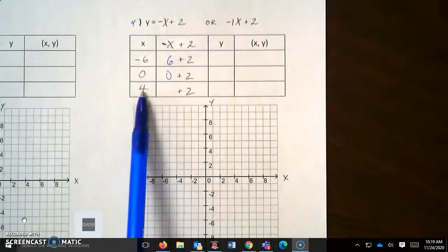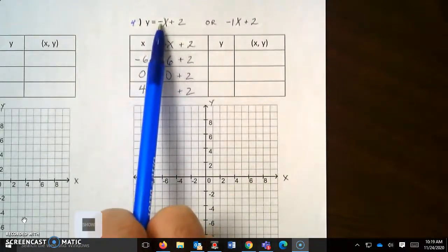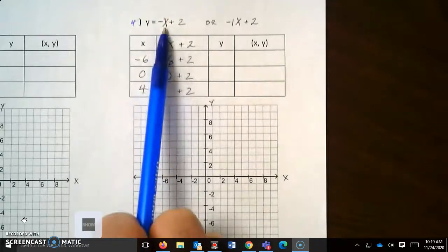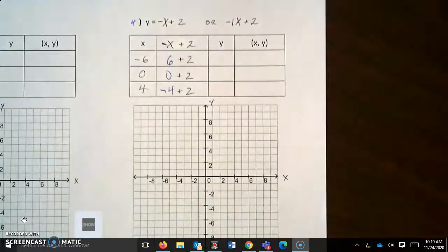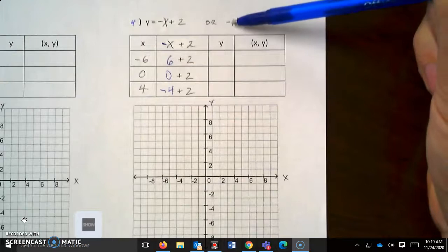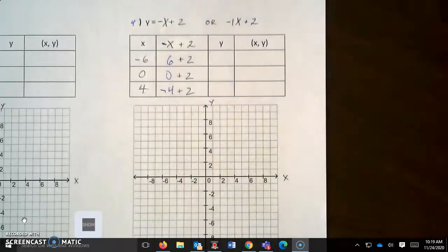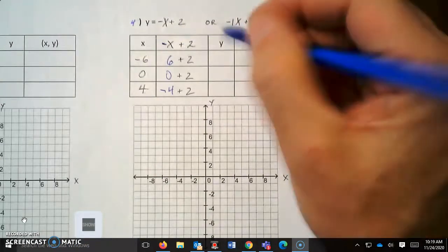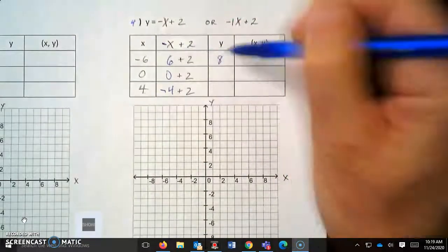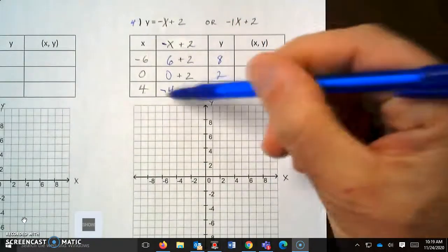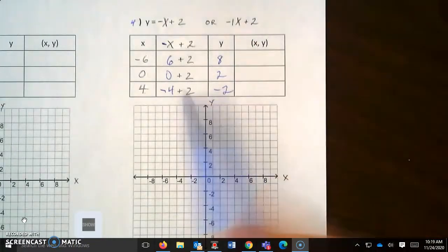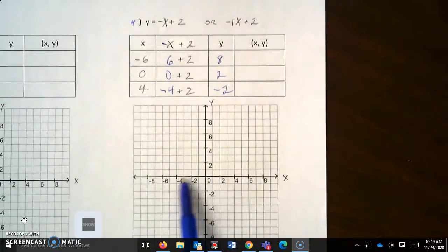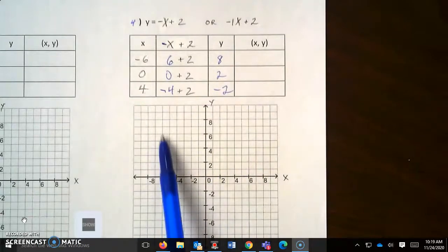But this one, if I'm putting 4 in for x, and there's that negative in front of it, 4 only replaces the x, not the negative. So it would look like that. Okay, so it's really just the opposite, but if you'd rather do negative 1 times the number, you'll get that anyway. Everyone does their own thing. But 6 plus 2 is 8, 0 plus 2 is 2, and negative 4 plus 2 is negative 2, and I graph my ordered pairs. Negative 6, 8. See, I'm over here at negative 6. Go up to 8.